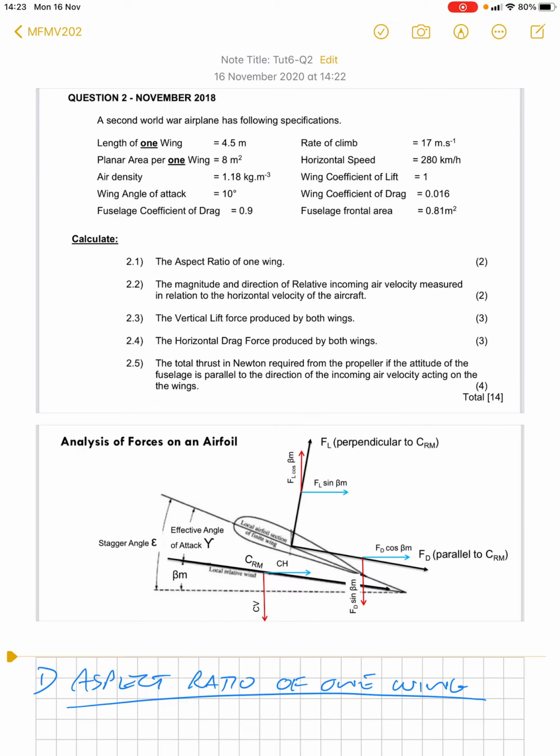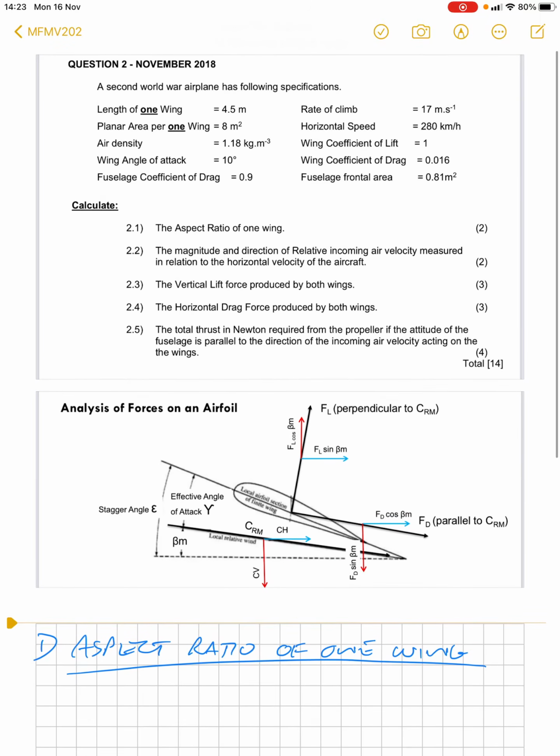This is tutorial 6, question 2. And the question goes as follows. A Second World War airplane has the following specifications. One wing is 4.5 meters long. The area of one wing is 8 square meters.